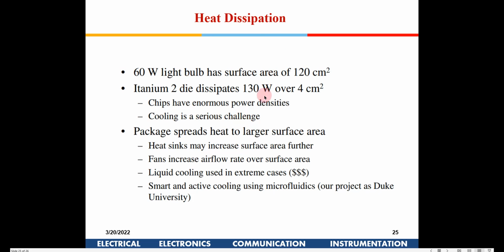Now heat dissipation is a very important factor. Although we might think these are small ICs and wonder why we should be so bothered about heat, that's not the case. If you see a 60 watt bulb, the ones we had in earlier days, not the LED one, it had a surface area of 120, and those bulbs you couldn't touch with your hand. It used to get so heated up. Now these are Itanium, which is an old processor. These days they generate much higher power. So 130 watt over 4 centimeter square. You will find that per unit area, the amount of heat generated is much higher.